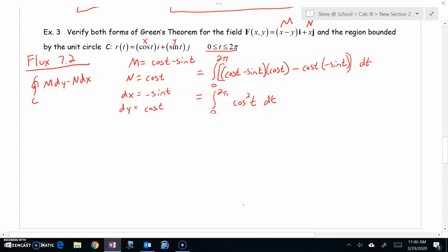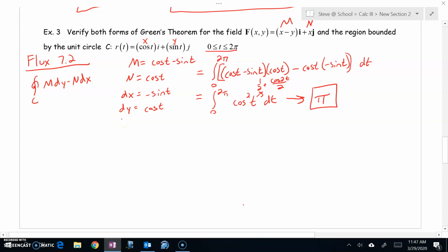Now, if you guys remember correctly, there's a conversion for this. It's 1/2 plus cosine of 2t over 2. I'm not going to do all that work, so convert and integrate. This integral will equal pi. So the flux is equal to pi. Okay? Again, the key is finding the four components and putting them in.